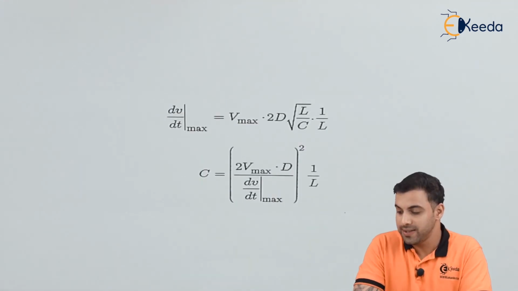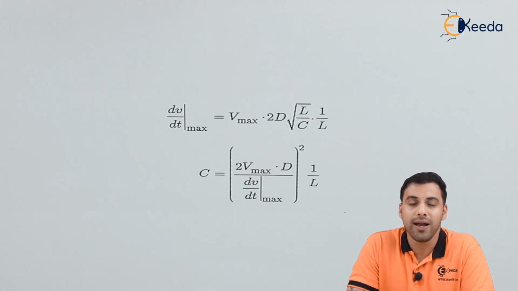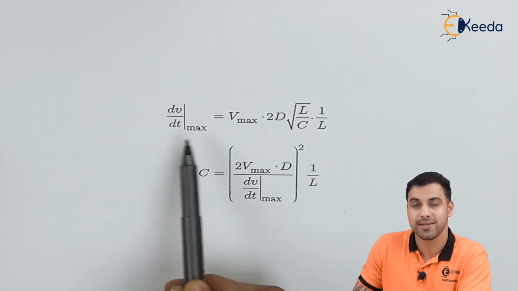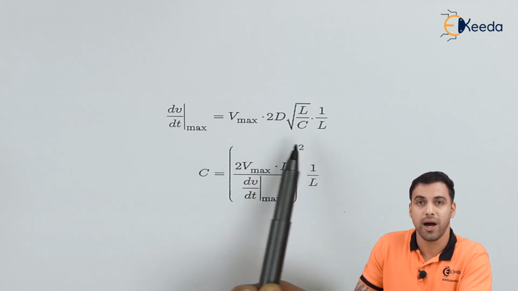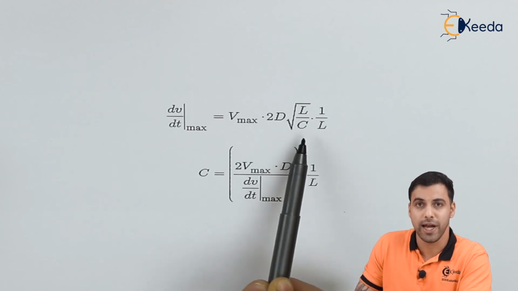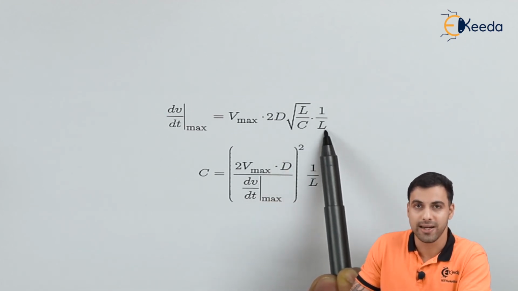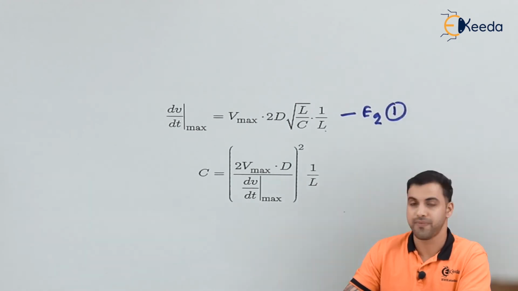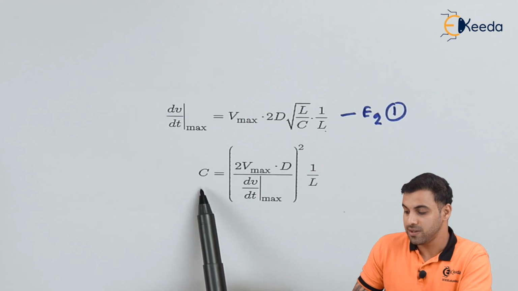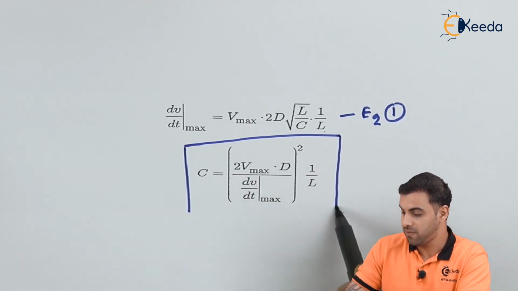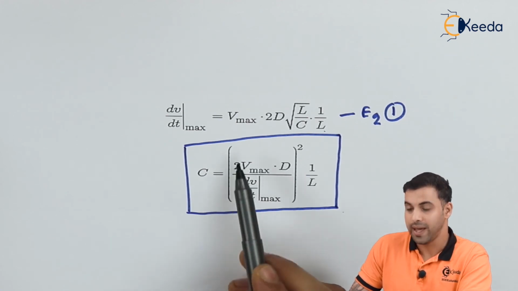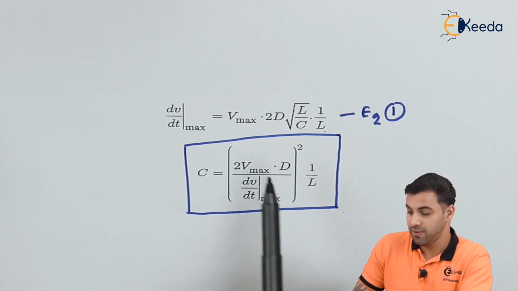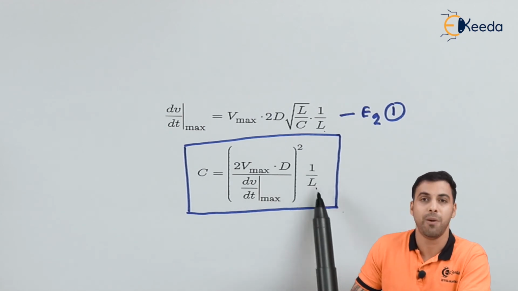damping factor. Now friends, if we use the value of R and L in the earlier equation and solve the same, it becomes dV by dt max is equal to V max into 2D under root inductance divided by capacitance into 1 divided by L, where L is the inductance. Say this is equation 1. If we solve this equation, the final value of capacitance comes out to be: C is equal to, in bracket, 2 into V max into D divided by dV by dt max, whole square, into 1 divided by L.